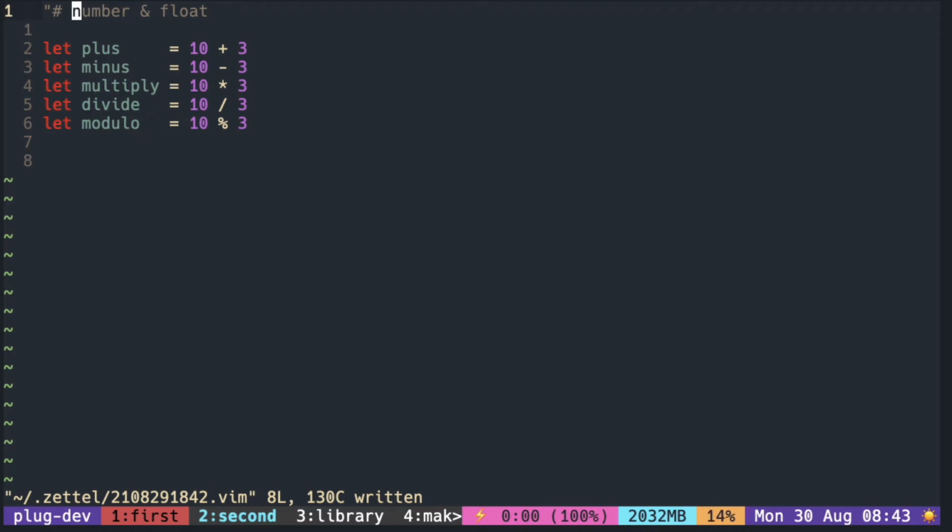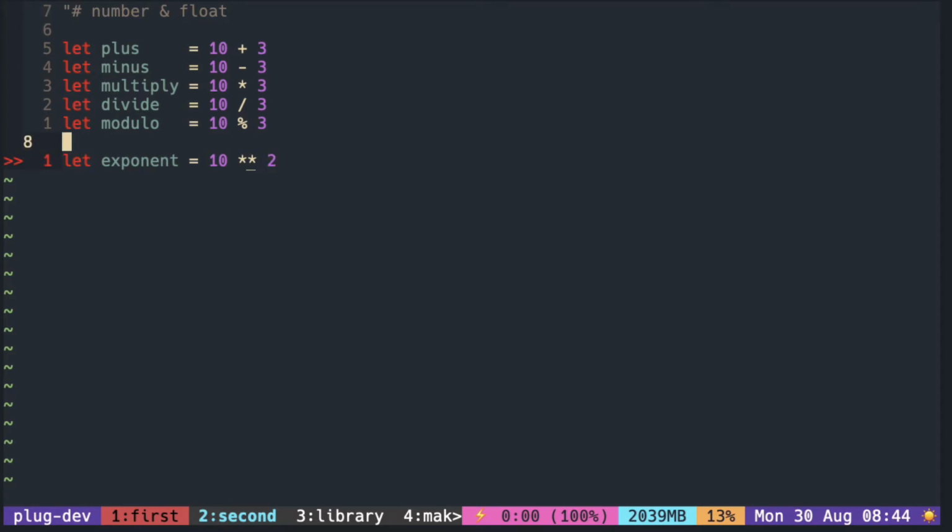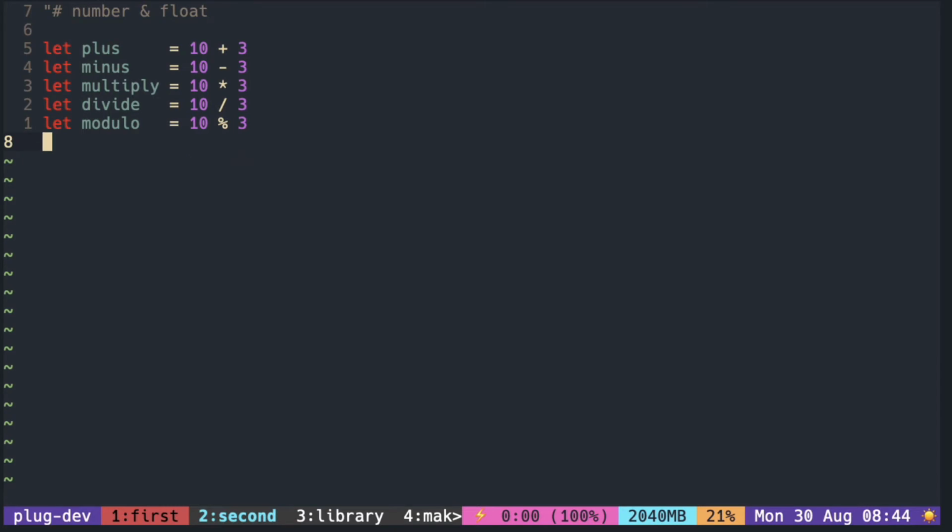Similar to many other languages, we have number being the whole number and float being the number with a decimal value. All of the operations work the same way in many other languages, except that we do not have an exponent operator in Vimscript, so you cannot do this. So that is one thing to keep in mind. If you're coming from Ruby or Python, you're used to doing this, but it does not have that in Vimscript. And as for division, it drops the decimal value.